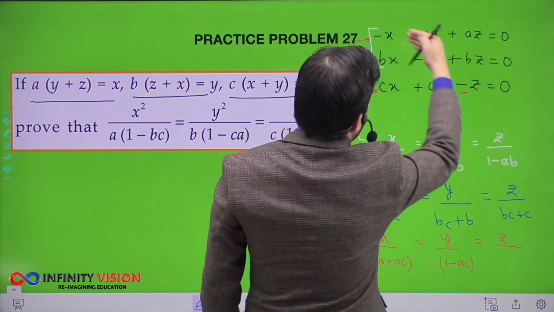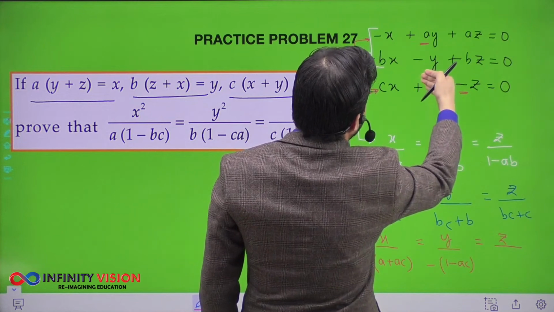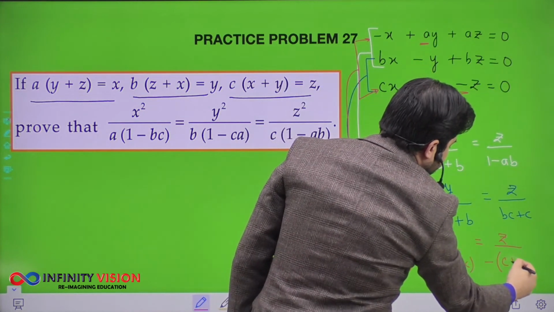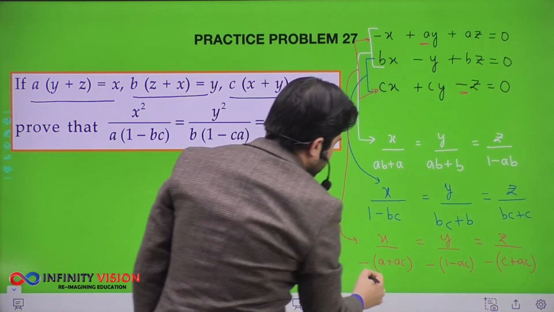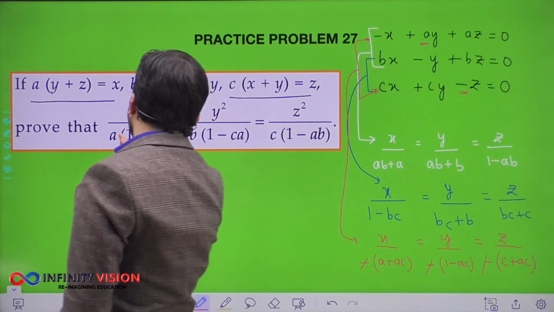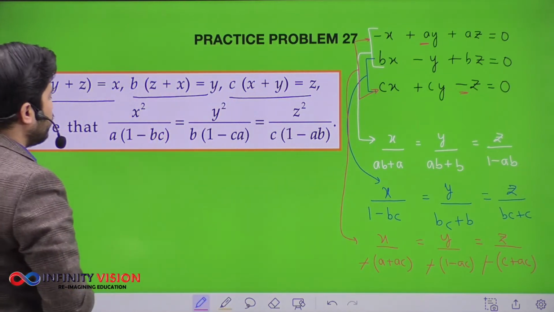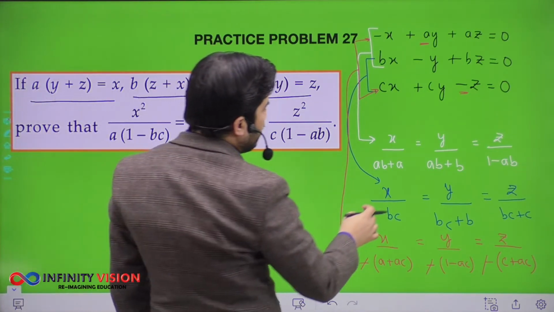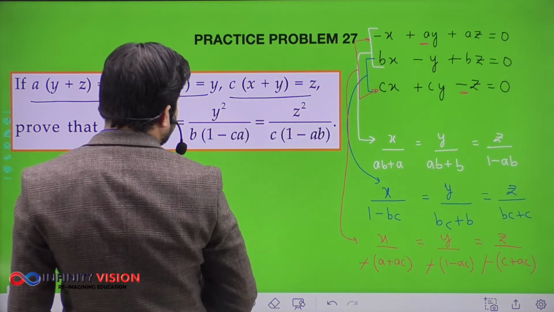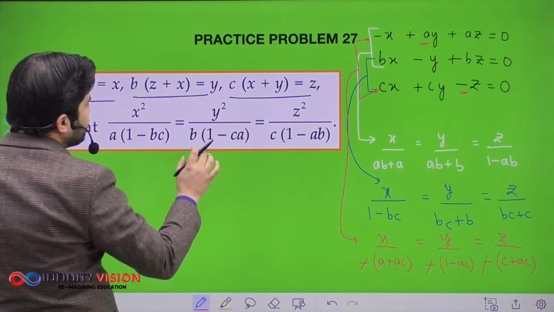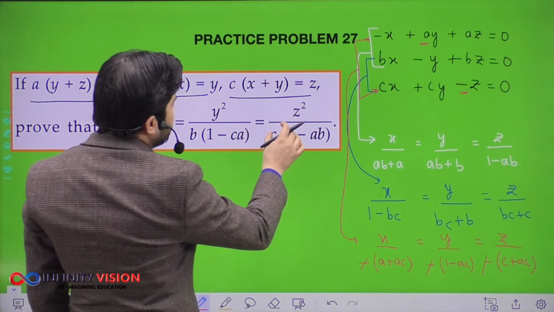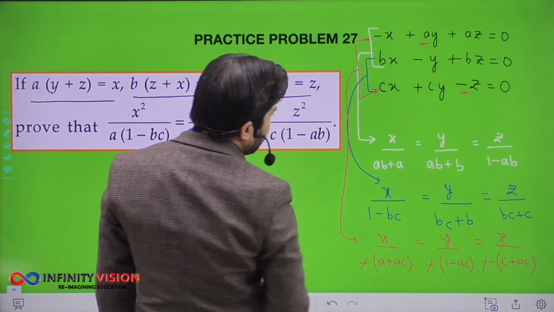And for the last guy, minus 1 into c is minus c minus ac. So I'll just write c plus ac. So this minus can be removed. Now I need to prove that x square upon a into 1 minus bc, x square into a into 1 minus bc, equals y square into b into 1 minus ca, is equal to z square upon c into 1 minus ab.